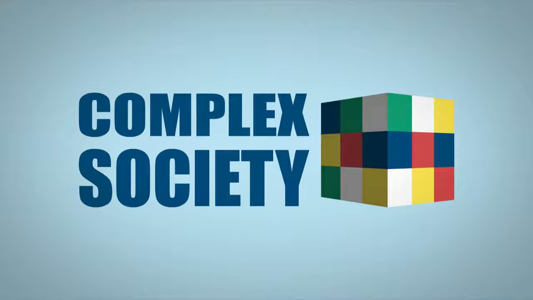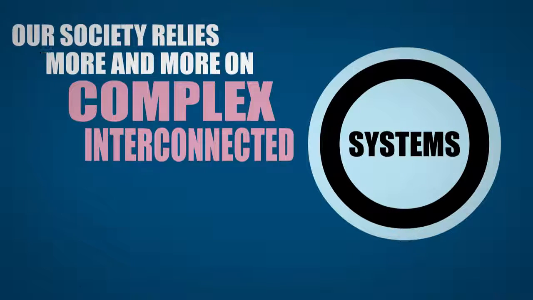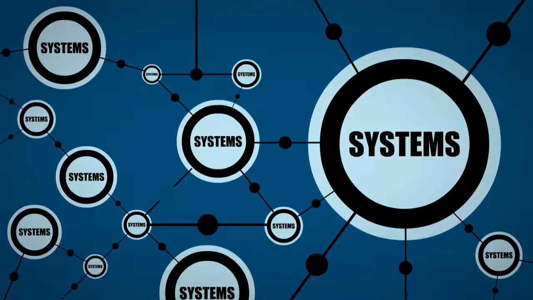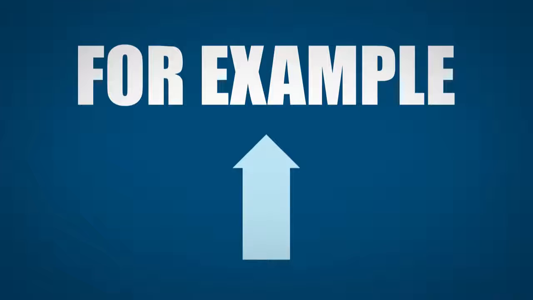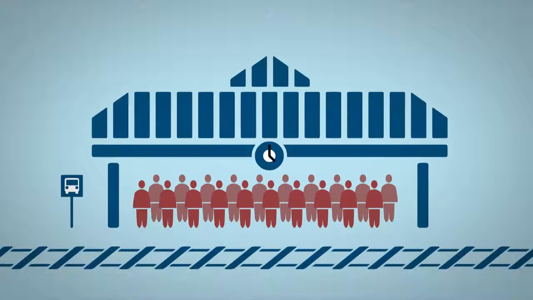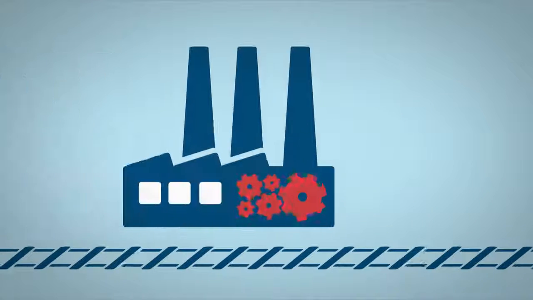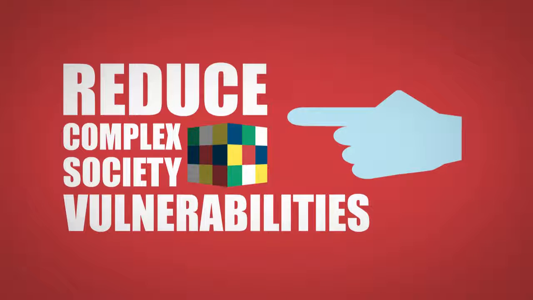The third cause is the complex society in which we operate. Our society relies more and more on complex interconnected systems. When one part fails, there are likely to be impacts on other systems. This can be hard to predict and hard to prepare for. For example, the discontinued use of the train tracks because of the train derailment would cause commuting challenges for the community and would also negatively impact supply deliveries to important industries. To reduce these vulnerabilities, decision makers must remember to do the following.